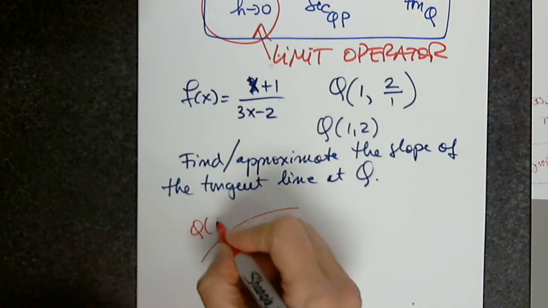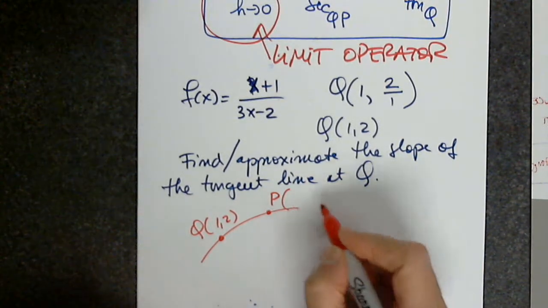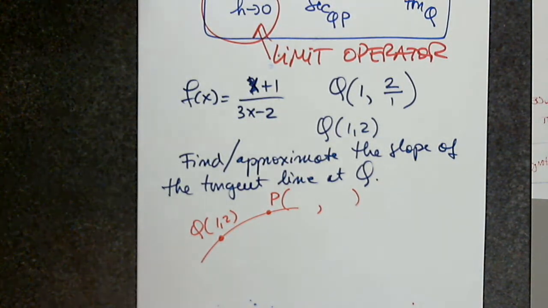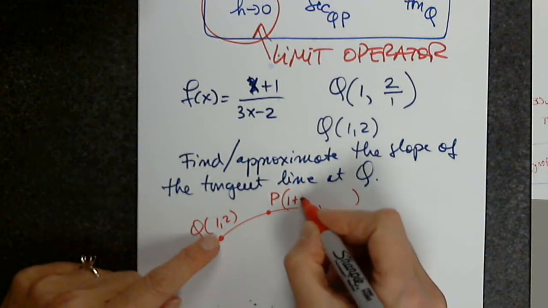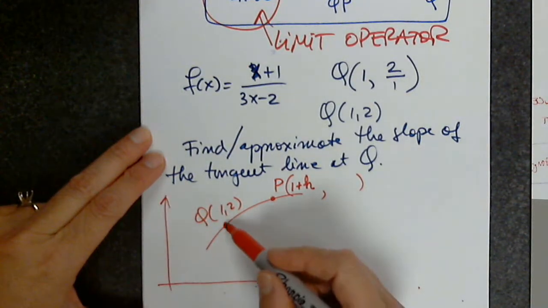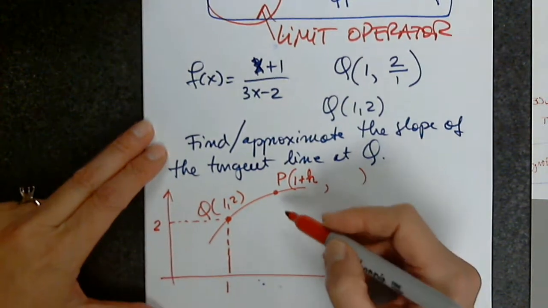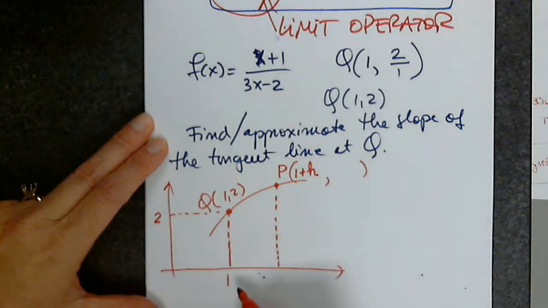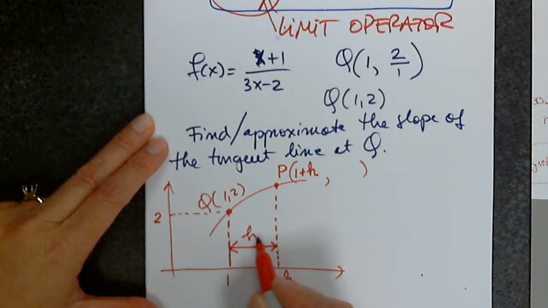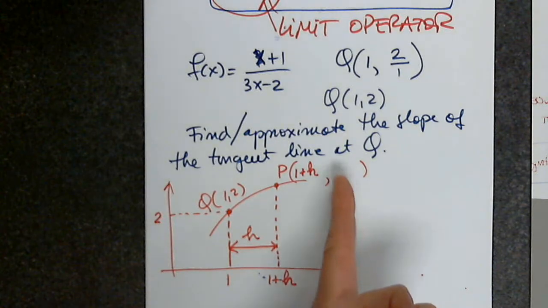So this is my Q now, which is (1, 2). This is my P now, which I can determine in 2 different ways. I'm going to say this is 1 plus a little bit. I'm mimicking the previous example in which this was x and this was f of x. But now it's 1 and 2. Now my P is 1 plus a little bit, because this is the a little bit we are talking about. Can anyone give us the y coordinate of P?